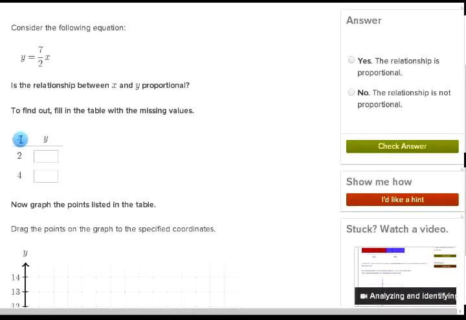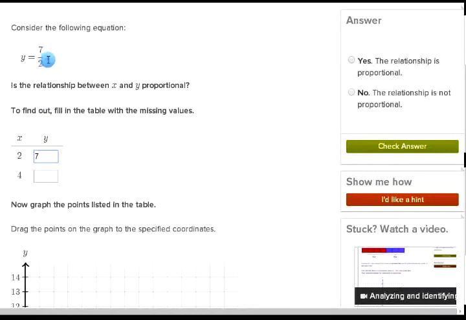Remember, x is my independent. x is allowed to be what it wants. y is going to depend on the calculation of 2 times 7/2. So what you can do is take your calculator, paper, pencil. 2 is x, so I drag it up here and replace this x with a 2. So what is 7/2 times 2? The answer is 7. So I'm going to click here and type in 7.